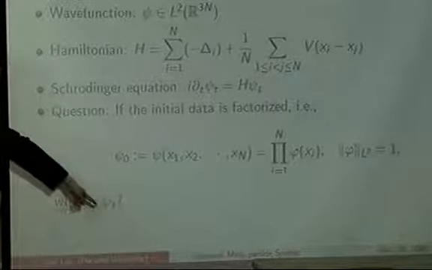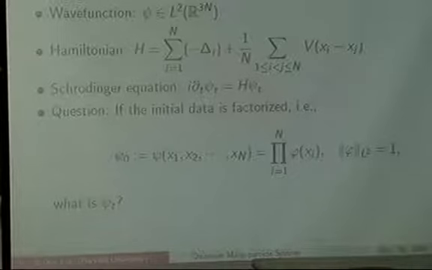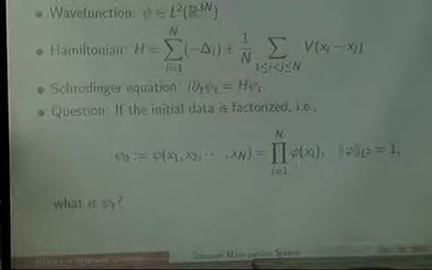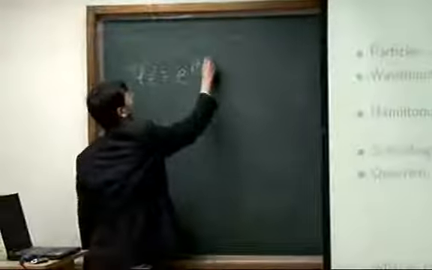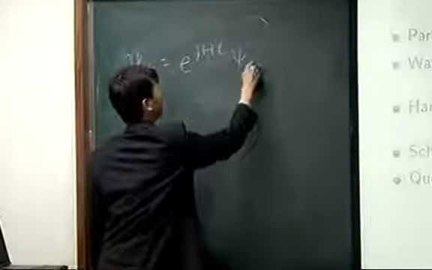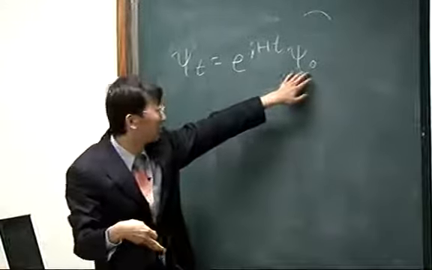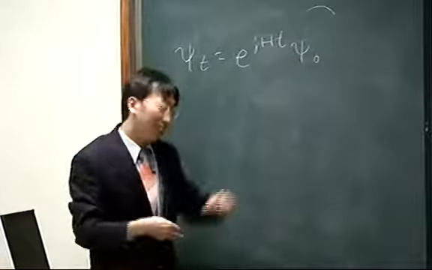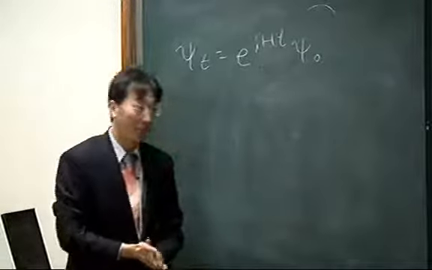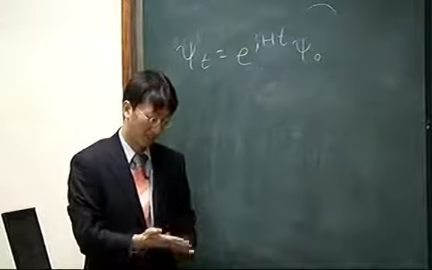Then what is psi t? Formally you can think of it as e to the iHt times psi, so you can believe that psi t equals e to the iHt psi 0. This will evolve the initial data. But in this case, this is kind of meaningless, or it does not say much.